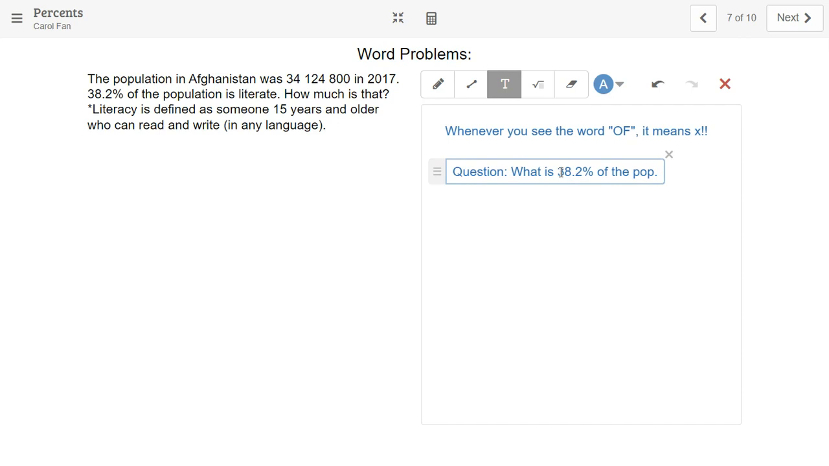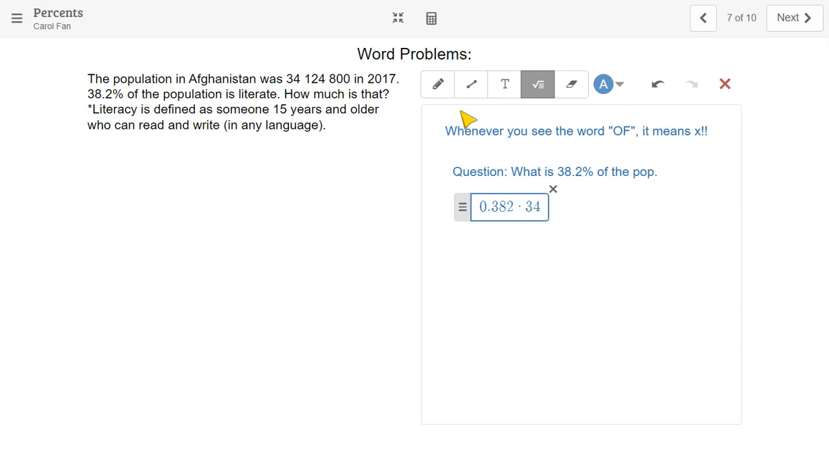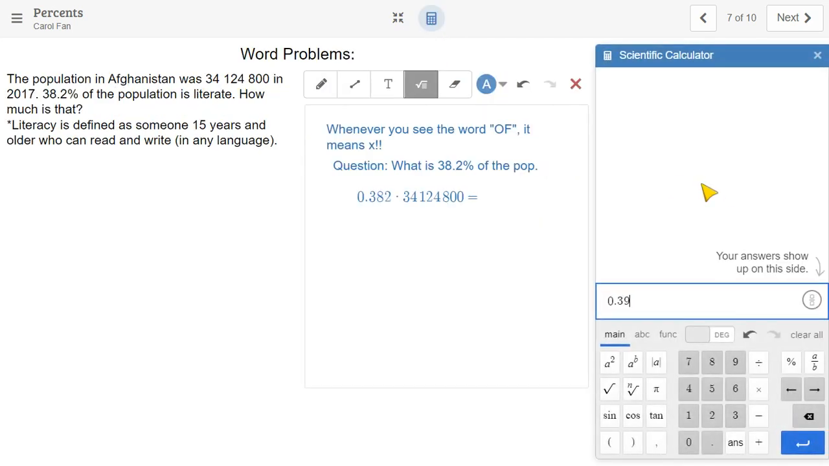So, let me convert this part into a math sentence. I know that 38.2% is equivalent to 0.382. We have to express it as a decimal since we are using math with it. Of the population, so the word of means to multiply. I'm putting a dot to represent multiply, and the population 34,124,800. Let's throw this into our calculator.